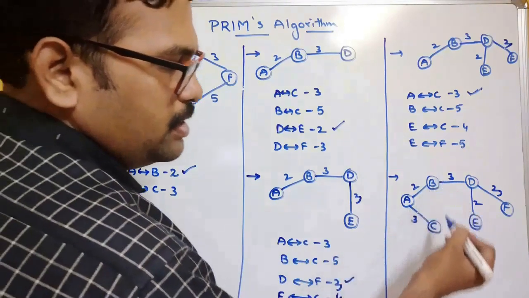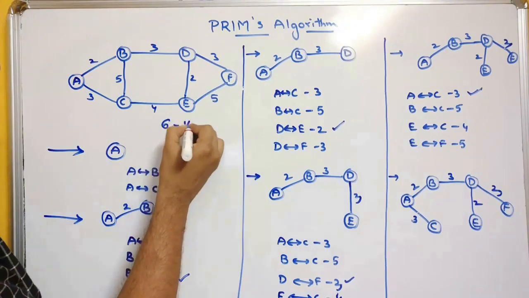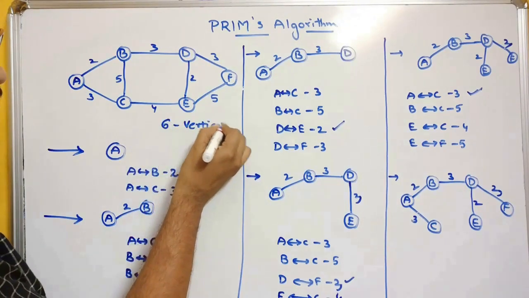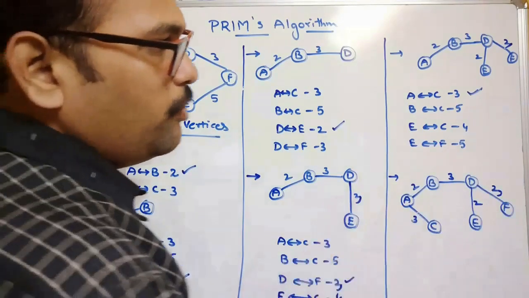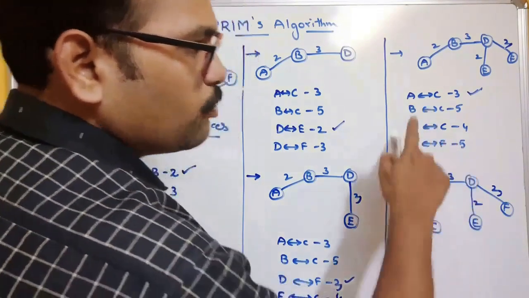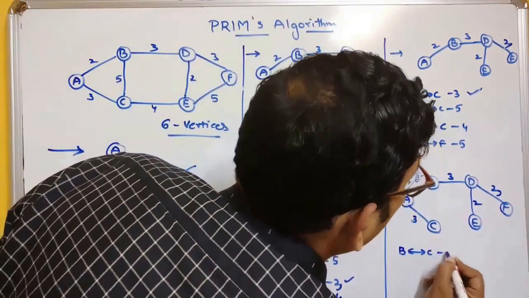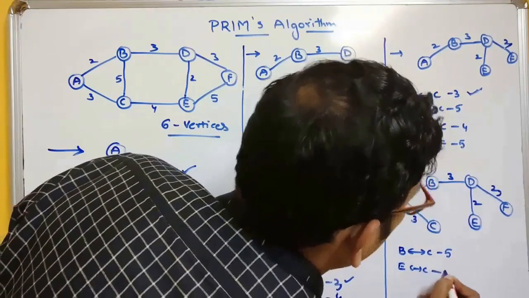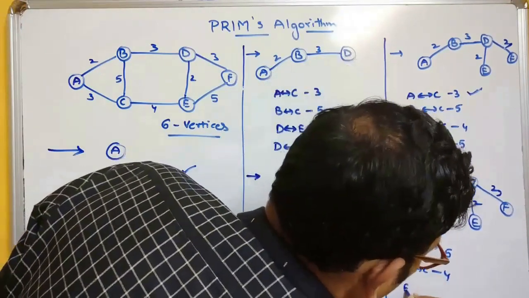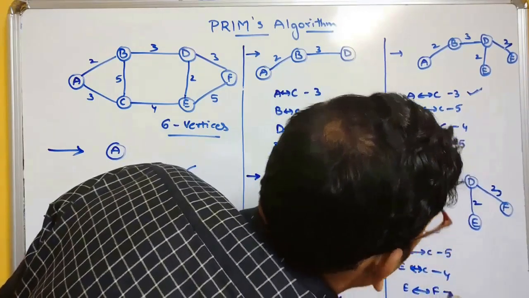So A, B, C, D, E, F. Here we have a total of 6 vertices, so all the 6 vertices have been included. And now you can observe the remaining edges. What are the remaining edges? B to C with a 5, E to C with 4 and E to F with a 5.